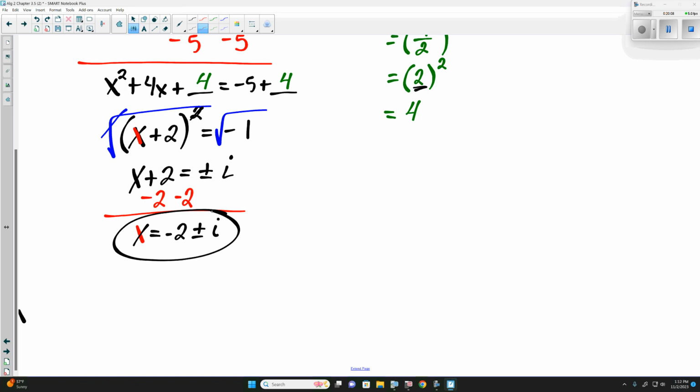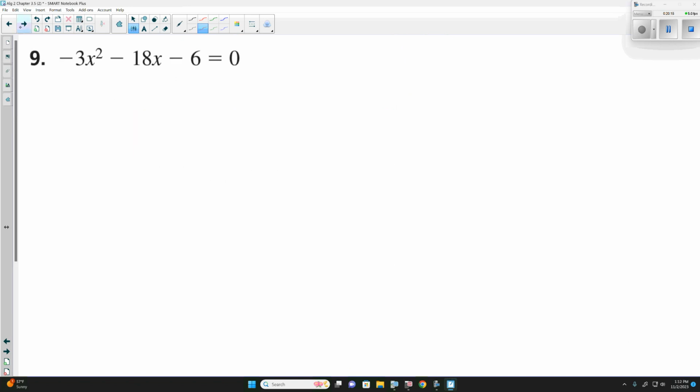Not yet. Because I want to do at least one more with this here. Oh, it's negative 10. So exactly, we would divide everything by negative 3. Since a is not equal to 1, we need to make it so. So we'll divide everything by negative 3. Because negative 3x squared divided by negative 3 is x squared.